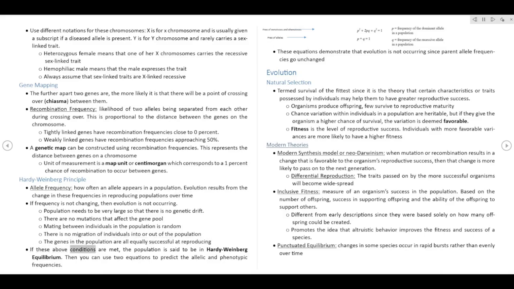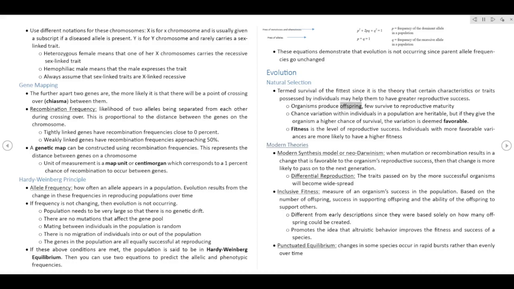If these above conditions are met, the population is said to be in Hardy-Weinberg equilibrium. Then you can use two equations to predict the allelic and phenotypic frequencies. These equations demonstrate that evolution is not occurring, since parent allele frequencies go unchanged. Evolution. Natural selection is termed survival of the fittest, since it is the theory that certain characteristics or traits possessed by individuals may help them to have greater reproductive success.